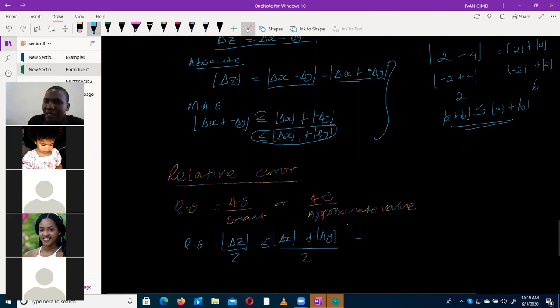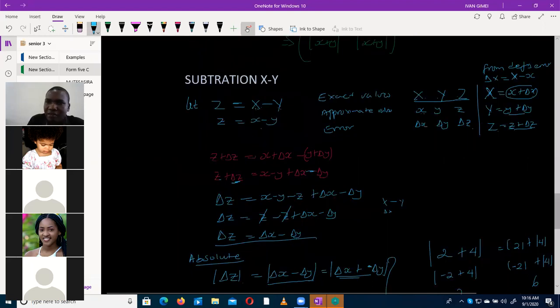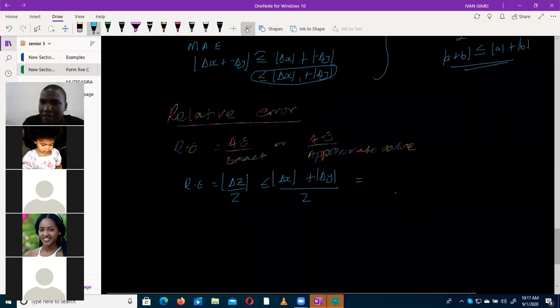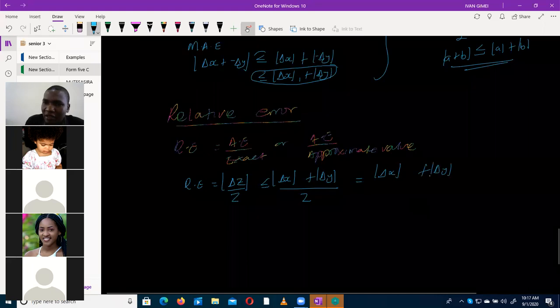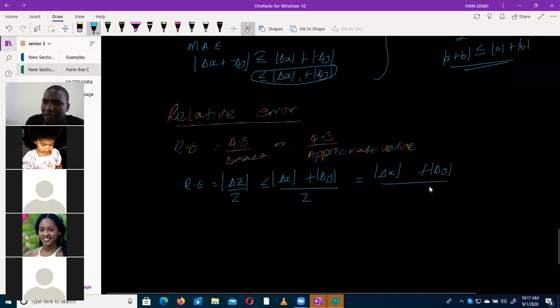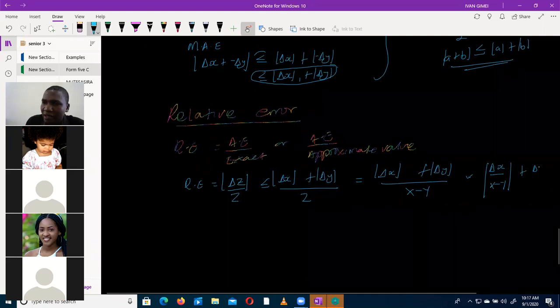This will be the same as, what is my capital Z? My capital Z is the same as capital X minus capital Y. My exact value of Z is the same as exact value of X minus exact value of Y. So this becomes error in X modulus plus error in Y modulus divided by X minus Y, like that. Or we say this can also be the same as error in X out of X minus Y modulus plus error in Y out of X minus Y modulus.